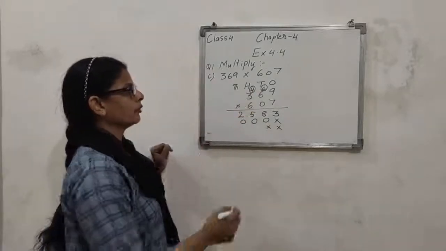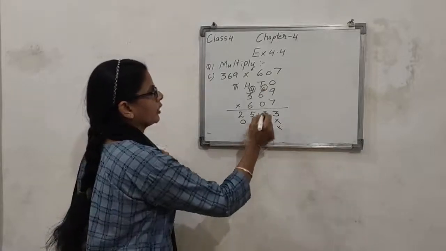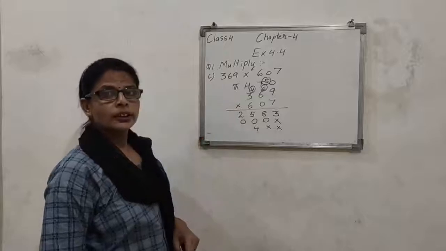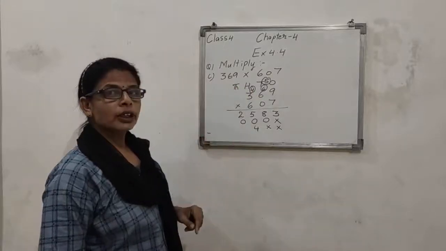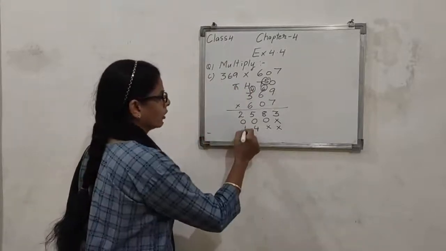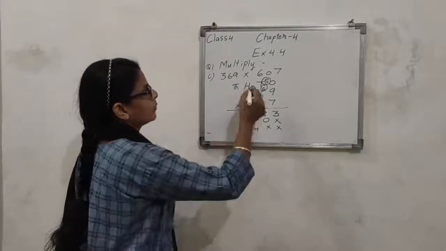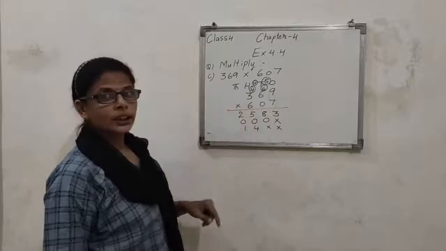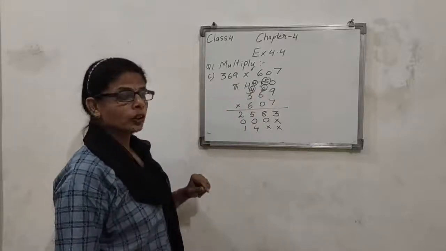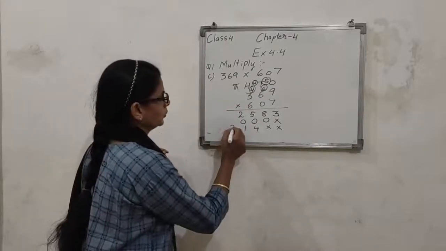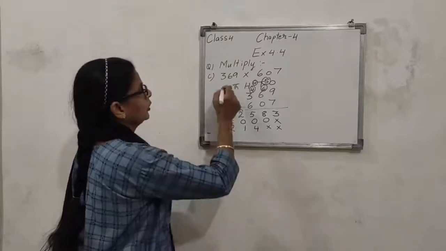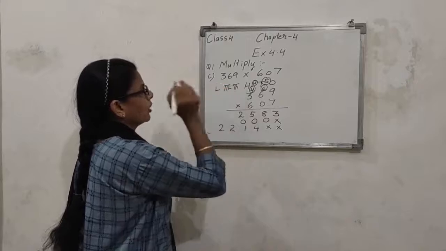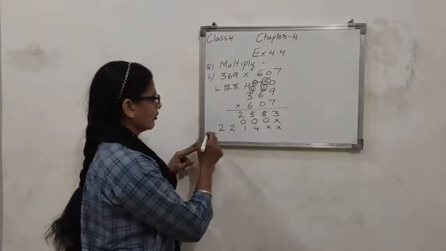6 9s are 54. 4 will be written down and 5 will be carried on the tens place. 6 6s are 36. 36 plus 5, 41. 1 will be written on 1000 place and 4 will be carried on the 100 place. 6 3s are 18. 18 plus 4, 22. So 2 will be written on 10,000 place and 2 will be written on lakh place. Now we'll add them.